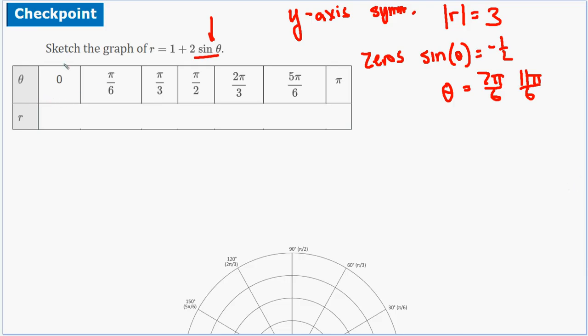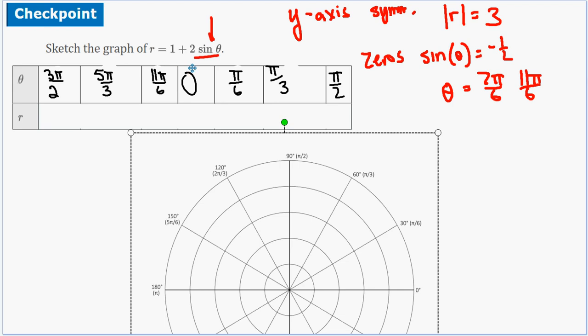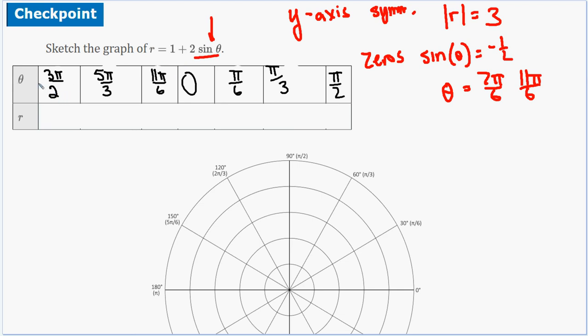Okay, first point here. Okay, I paused the video there. I noticed I did update the theta values in the table in your notes. So let's see here. 3/2 pi goes in. We get out a -1. 5 pi over 3 goes in. We get out about a -0.75. 11 pi over 6 goes in, and a 0 comes out.